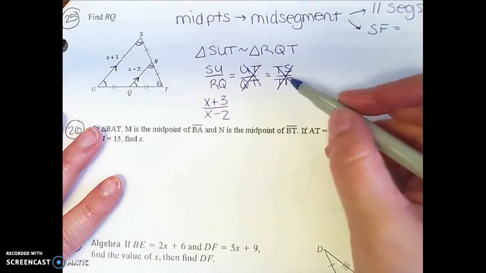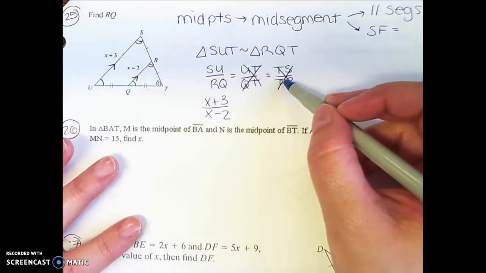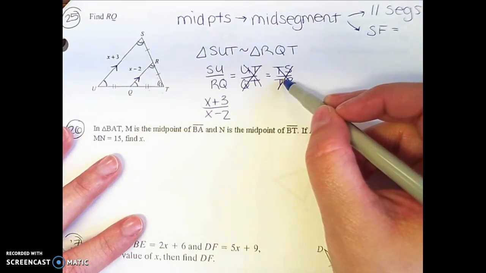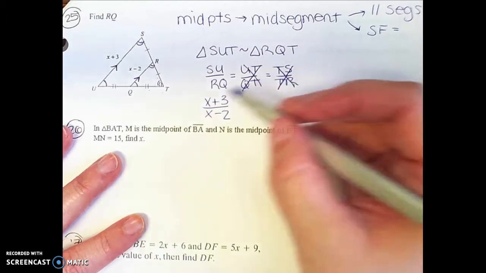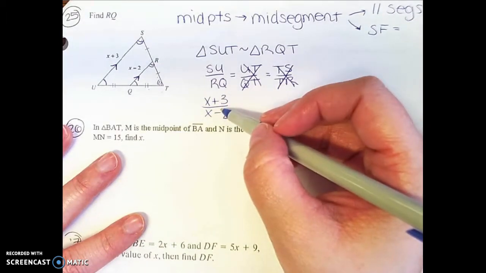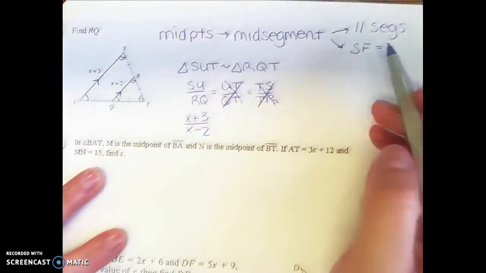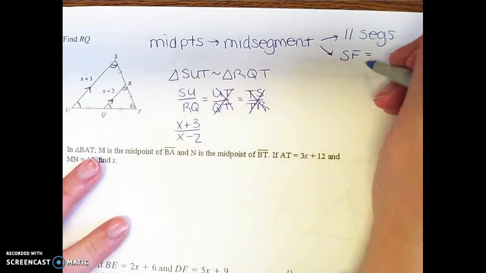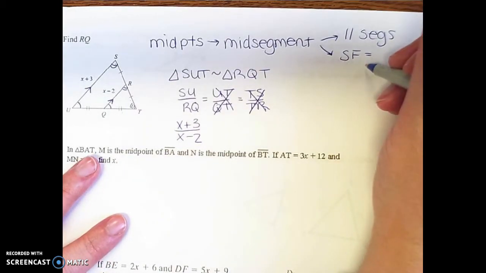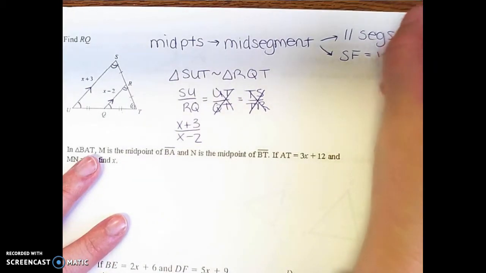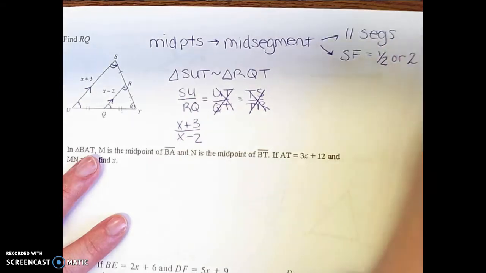So if I get to this point in the problem and I haven't identified that I have a mid-segment yet, this should be the hint that I have a mid-segment. If I only have 1 scale factor, I can't solve because this is not an equation. I need a second scale factor. So that's where this comes into play. If I have a mid-segment, I know that my scale factor is either equal to 1/2 or 2.